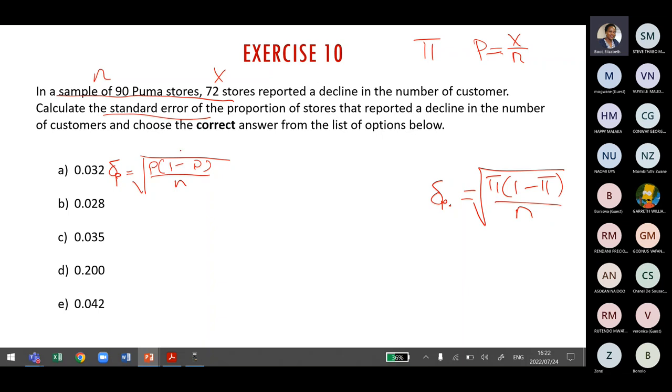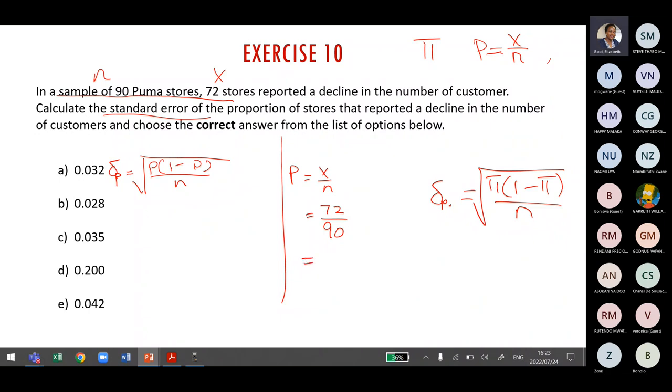So to calculate that, we first need to find our proportion. P is equal to x over n, and our x is 72. Our n is 90. So you also need to bear in mind or think outside of the box, especially when you are reading the questions and looking for ways of answering the question. Open up your mind for possibilities, right?